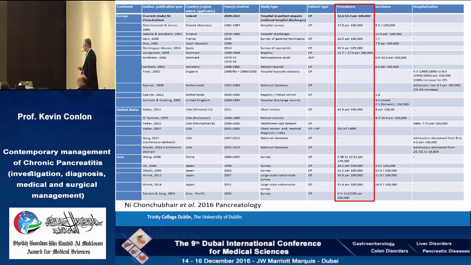The higher figures down here are from Japan, and they are very high, from 28 to 52 per 100,000, but they're surveys, and they always overestimate the prevalence of the disease. So we think that this is a relatively high prevalence.